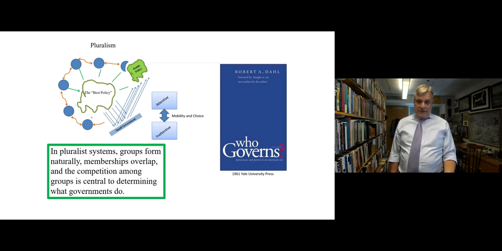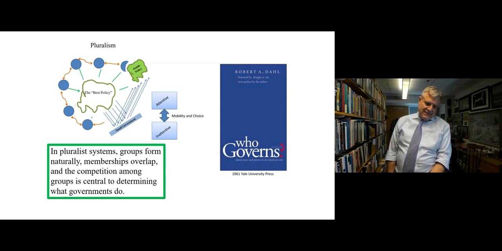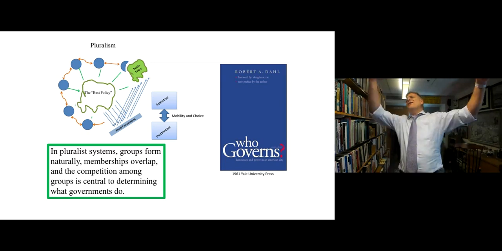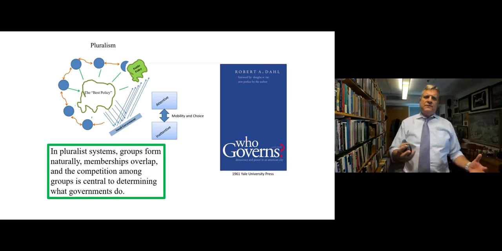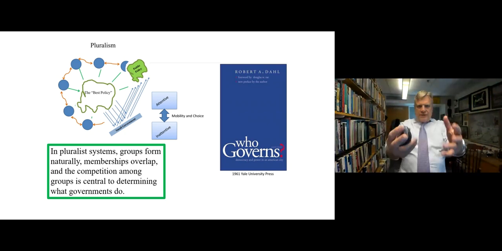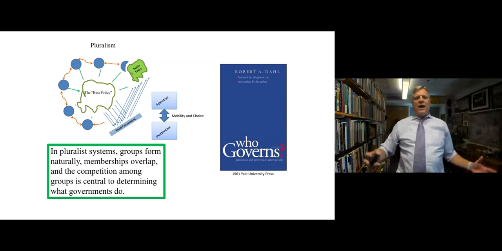In the political science literature, this is sort of the heyday of all of this. It kind of culminates with Who Governs by Robert Dahl. Who governs in his system, a pluralist system? Why, we all govern. If you want to become activated about something, if it's really important to you, you're going to join a group. And then we're going to surround that problem.